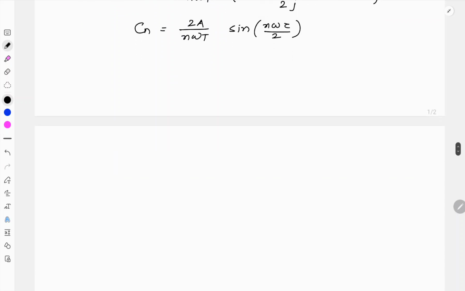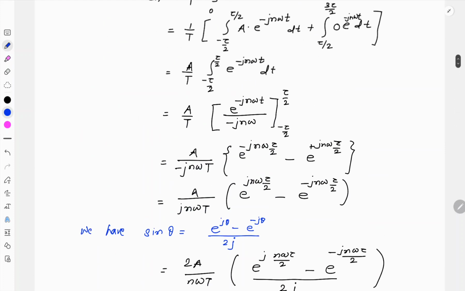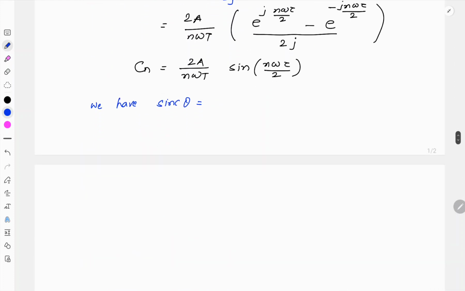So we have sinc of theta is equal to sine of pi theta whole divided by pi theta. So let us rearrange this equation in this form.